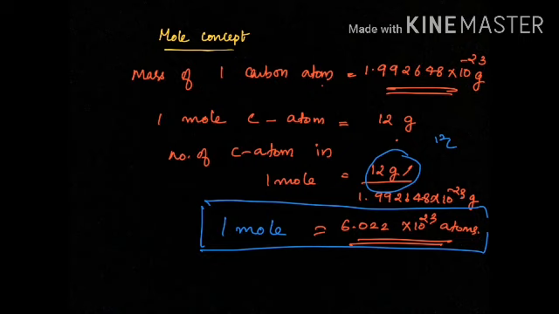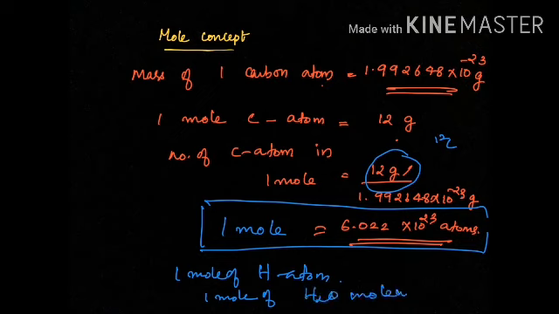Whatever we have taken, suppose I have taken 1 mole of hydrogen atom. We need to specify which particle it is. 1 mole of hydrogen atom means I have 6.022 into 10 raised to 23 hydrogen atoms with me, right? If I have 1 mole of water molecule, H2O molecule, it means I have 6.022 into 10 raised to 23 H2O molecules with me. Likewise we can find out the number of moles or the number of particles present in it, right?